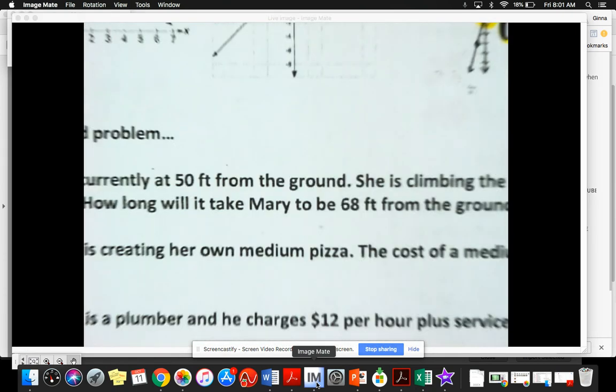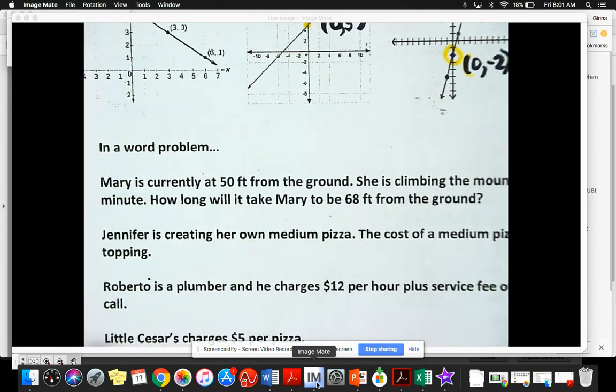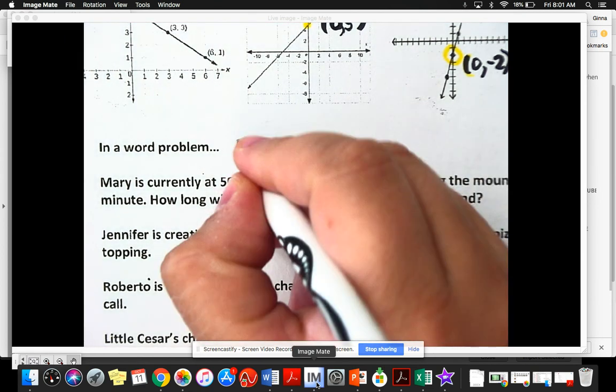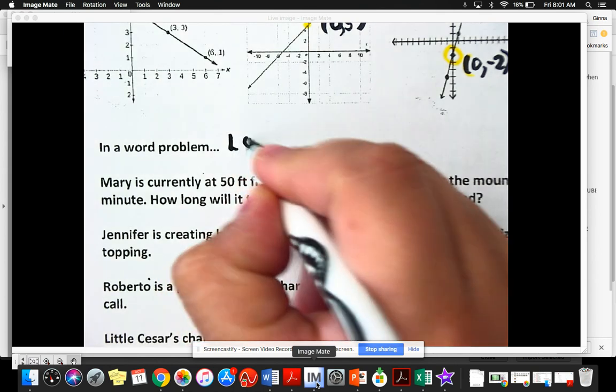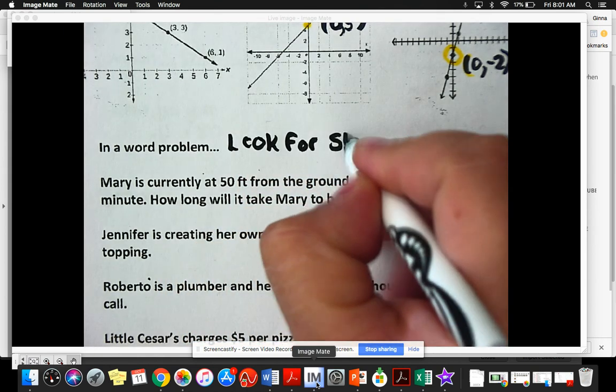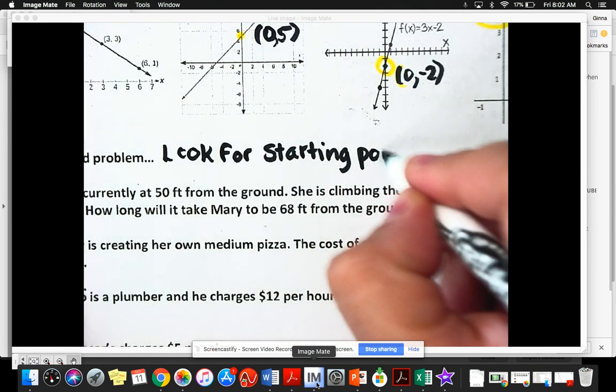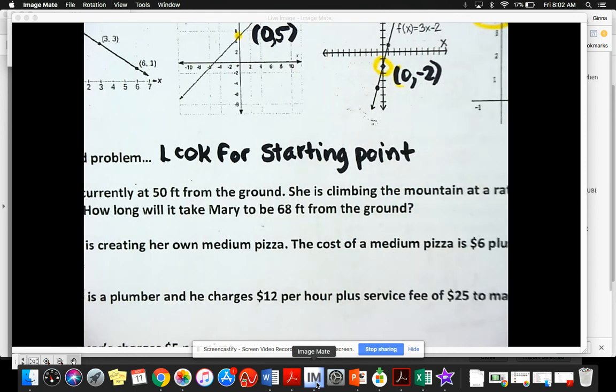All right, guys, so let's finish off on the bottom because you just finished the graphs. Let's go ahead and start in a word problem. In a word problem, you're really looking for the starting point. Look for starting points, and you'll see what I mean as soon as we read the problem. Starting points. Remember, you're looking for when the x value is 0.